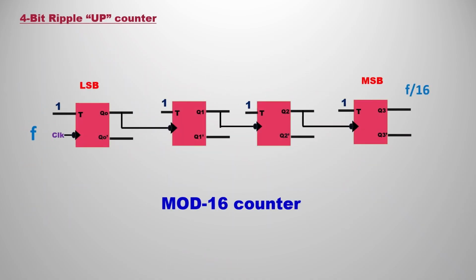Similarly for the mod 16 counter, that means a 4-bit counter, if you are sending f as the clock pulse, meaning the frequency of the clock is f, then at the final output, that is Q3, the output frequency would be f by 16. The denominator is equal to the modulus of the counter, meaning how many states it is counting, and that is the factor by which the frequency is divided.